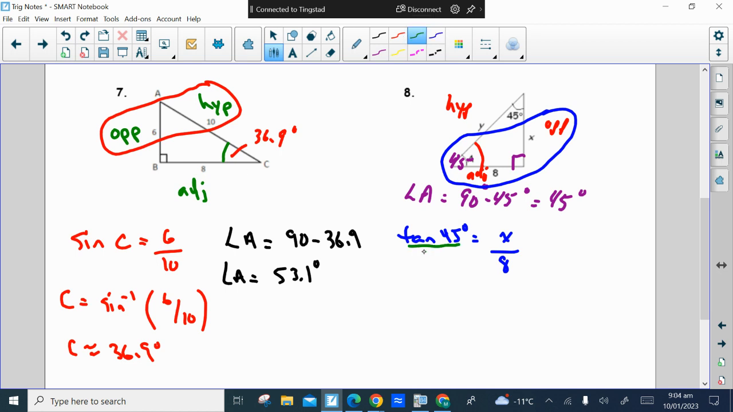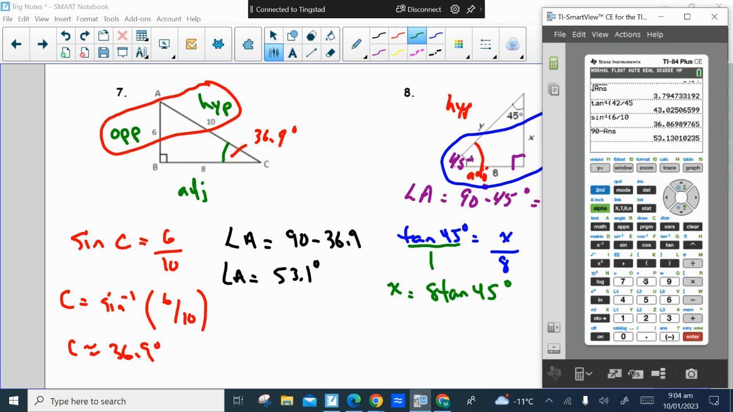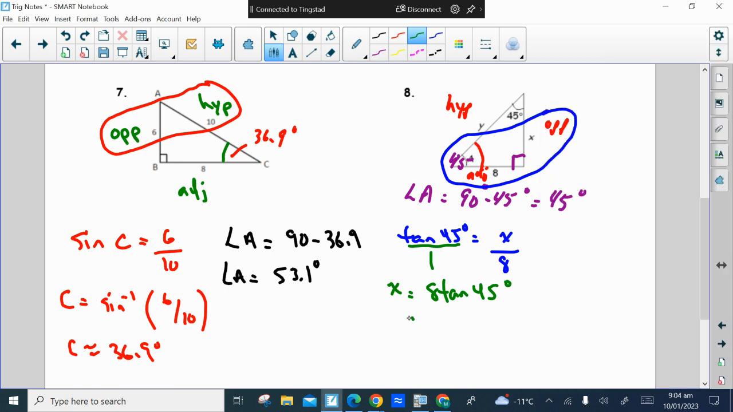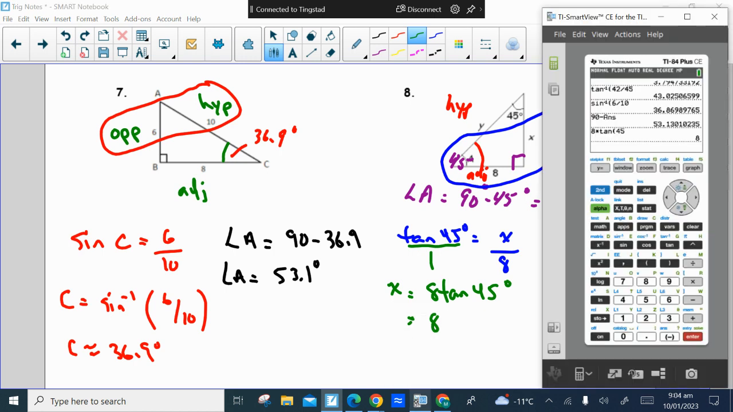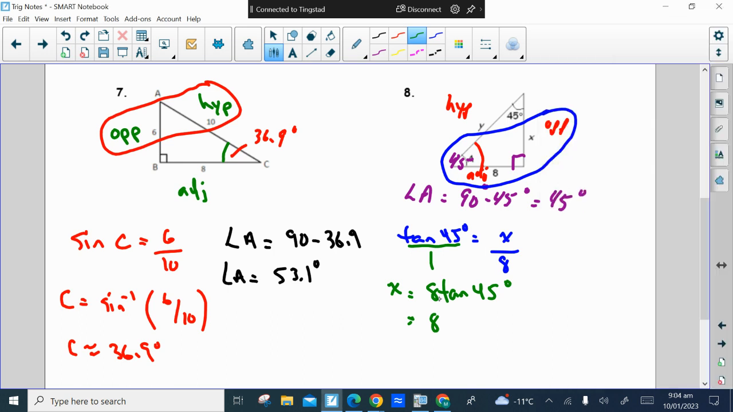When you cross multiply here, 1 times x will equal 8 times the tan of 45 degrees. So 8 times the tan of 45 equals 8. And the reason for that is because the tan of 45 degrees is actually 1. If you take just the tan of 45 degrees, it is 1. And so really you're going 8 times 1 here, which is 8. As we said, this is an isosceles triangle. As soon as two angles are equal, the sides across from those angles are also equal. Okay? So this side here is 8 as well.